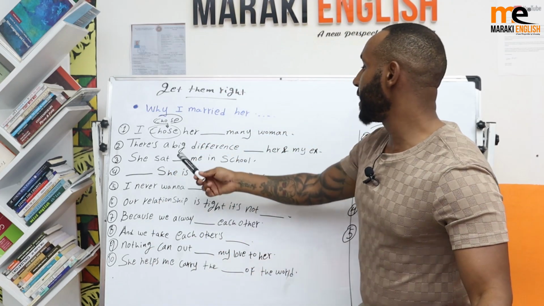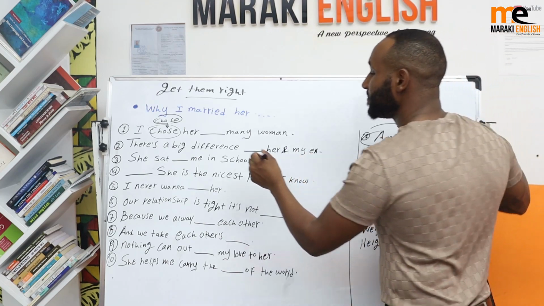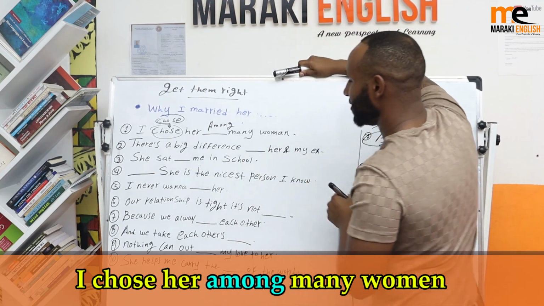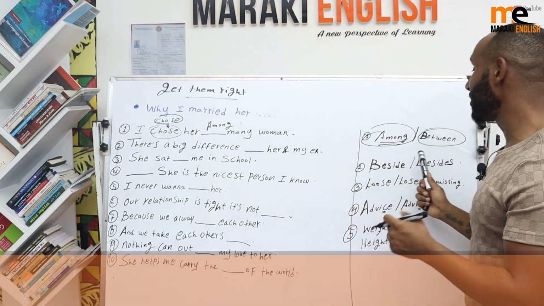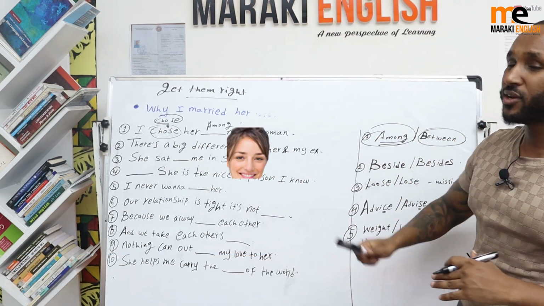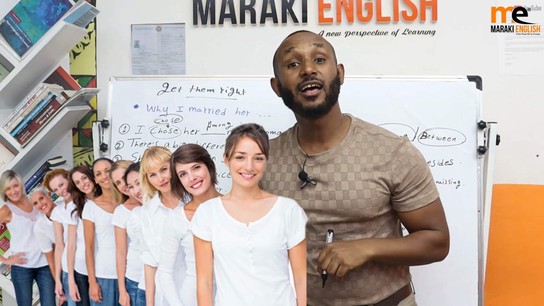Okay? So the first answer, I chose her dash many women. I chose her among many women. You can say amongst. Amongst is British English, among is American English. That's the difference. So I chose her among many women. There were a lot of women, and among them, I liked her, and I chose her.